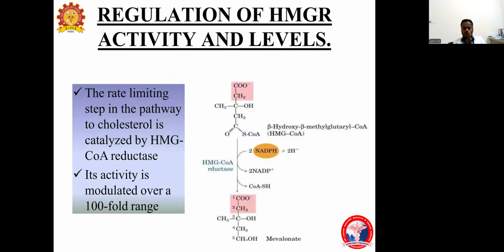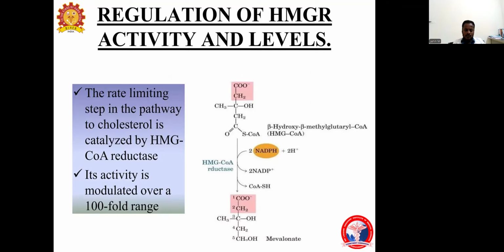And this is the most important point: how the cholesterol biosynthesis is regulated, and the name of the enzyme. Here it is the HMG-CoA reductase enzyme. In this reaction, HMG-CoA is converted to mevalonate, catalyzed by the enzyme HMG-CoA reductase, and 2 NADPH are utilized in this reaction. The name of the regulating enzyme is HMG-CoA reductase.